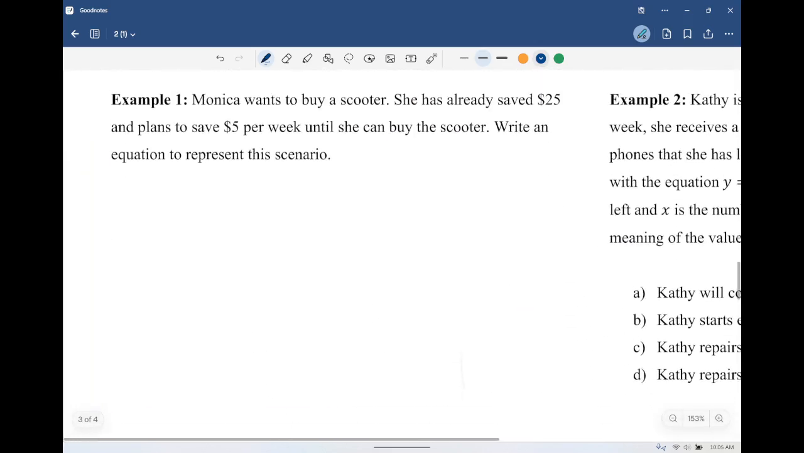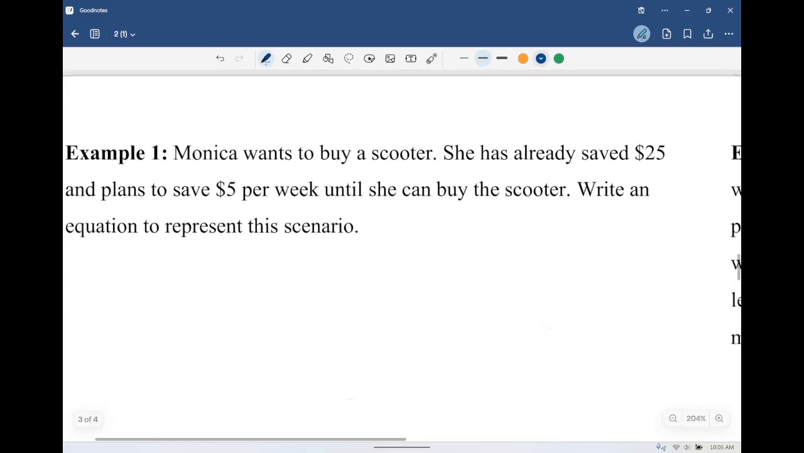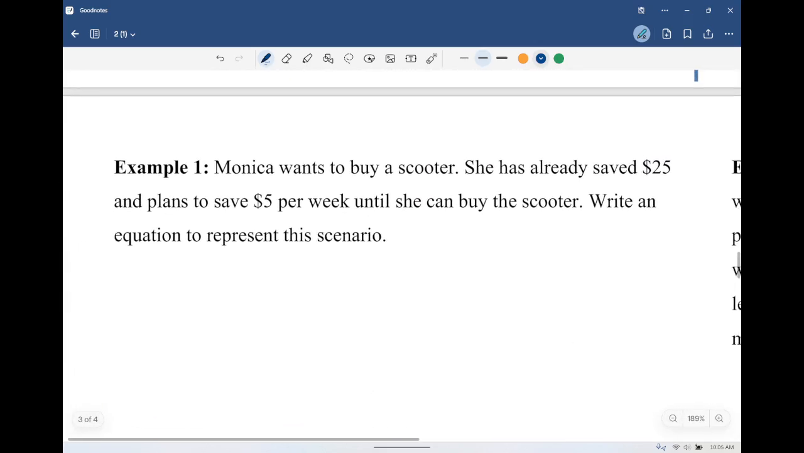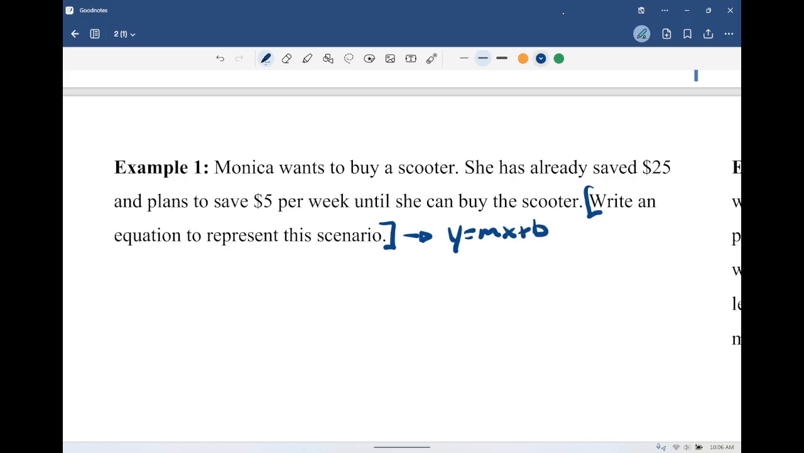All right. Who can read example number 1 nice and loud for me, please? Gio, really loud. Monica wants to buy a scooter. She has already saved $25 and plans to save $5 per week until she can buy the scooter. Write an equation to represent the scenario. All right. We're writing an equation. I know I have to have something that looks like y is equal to mx plus b. The question is, how do I determine which part is which?